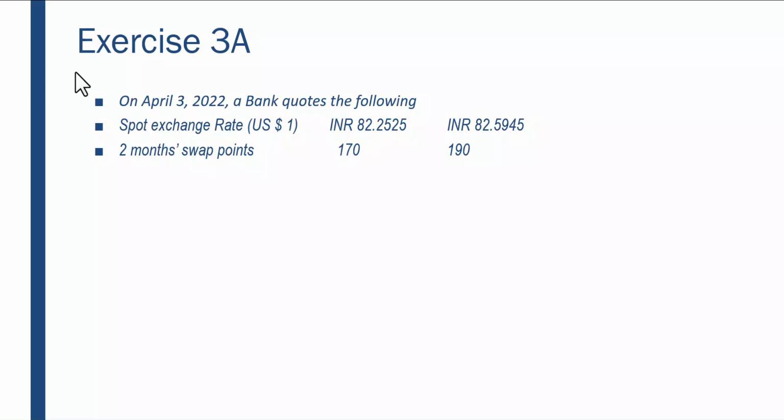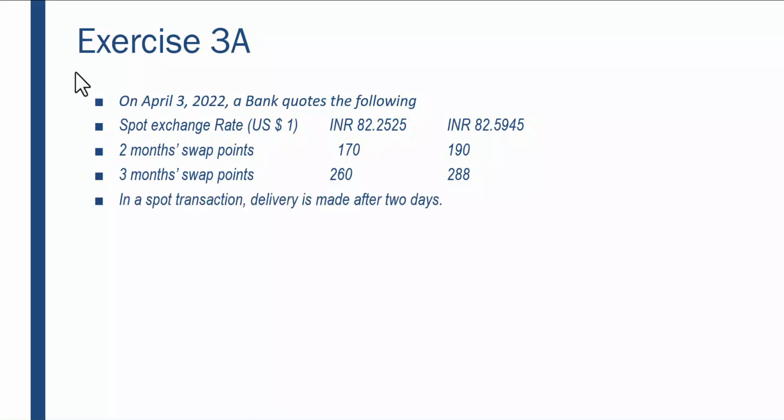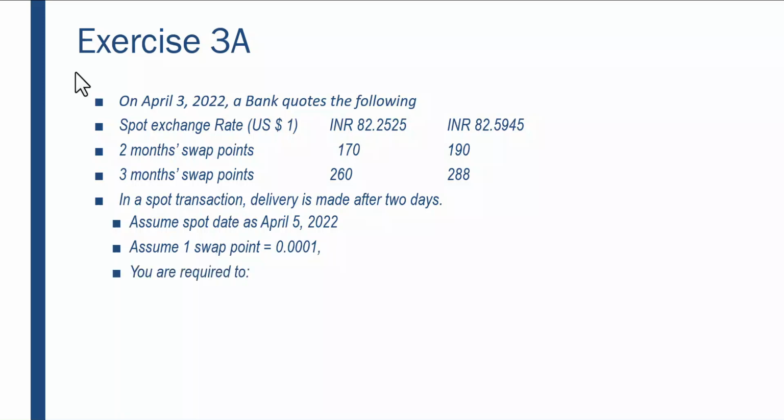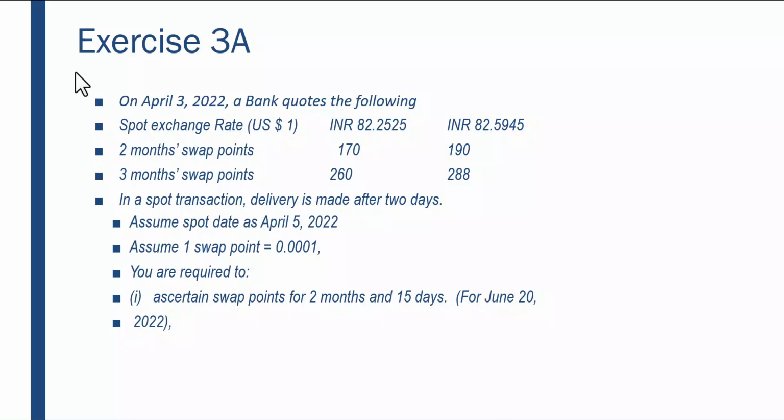So we have to calculate the forward rate. But not now, because 3 months swap points are also given: 260 and 288. 2 months and 3 months swap points are given. In a spot transaction, delivery is made immediately or after 2 days. Assume the spot date as 5th of April 2022. Assume one swap point is 0.001. You are required to ascertain the swap points for 2 months 15 days, that is for 20th June 2022. You have to arrive at a rate for 20th June 2022.